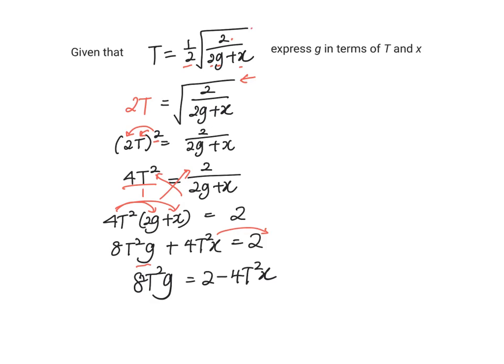Then next, I want to get g only, so I do not want 8t squared. I divide away 8t squared. So I'll get g to be the whole thing out of 8t squared. Do not cancel anything. The whole of this is the answer.